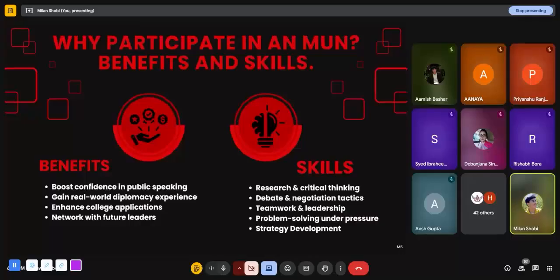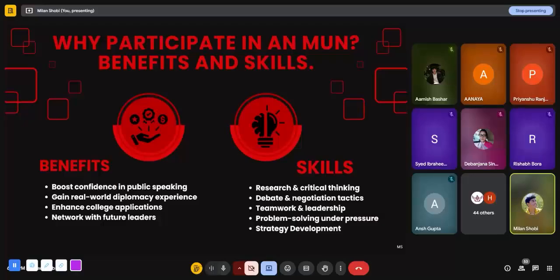Shouldn't I just stay at home on a weekend instead of an MUN, binge a movie, probably just chill around? But actually, participating in an MUN has tons of benefits and skills. We have just listed out a very few of them. In my personal opinion, the benefits and skills which I got out of MUNs are way more than what is written right now. These are just the things which are very common across all the people who do MUNs.